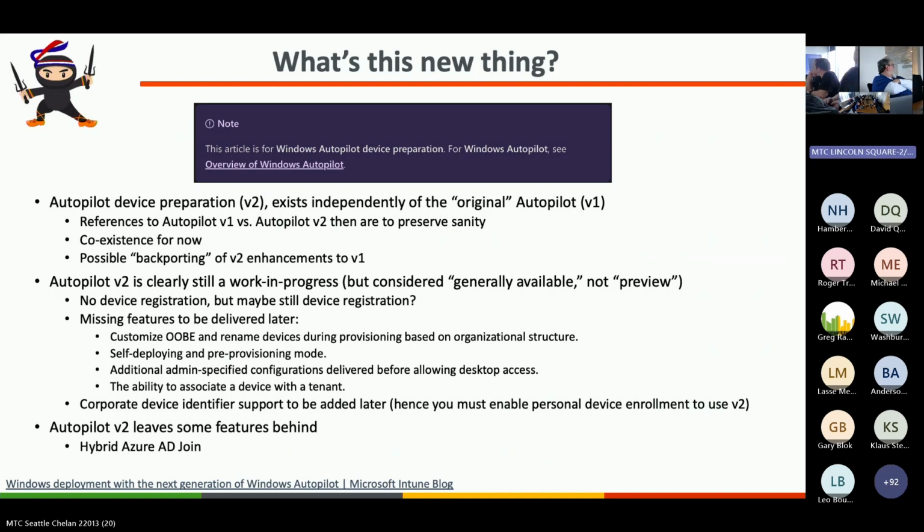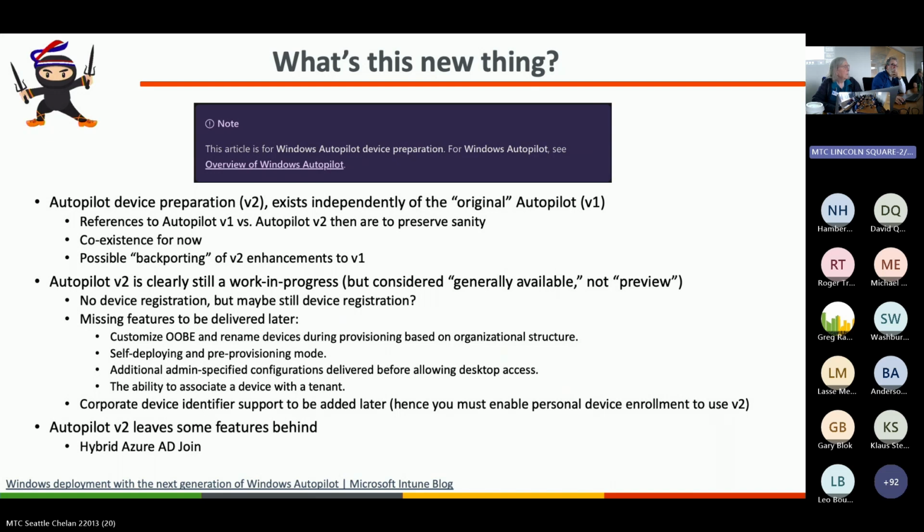V2 in the original release talked about all the things that were coming later, and here we are a year later, and later still hasn't arrived. So there's still work to be done. Autopilot v2 is clearly a work in progress. There is no way to turn off some UBI pages. There's no way to specify device naming templates. There's no self-deploying or pre-provisioning mode. There's just plenty of limitations that we'll see when we go through this and compare it side by side.